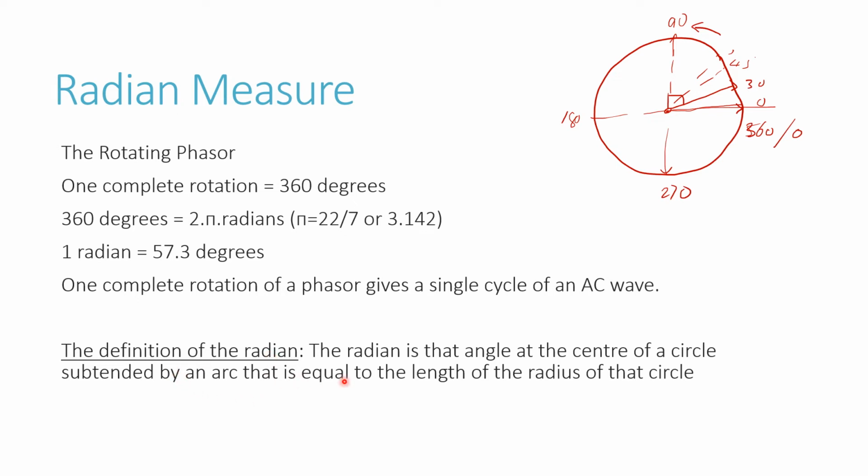The definition of the radian. The radian is that angle at the center of a circle subtended, right? A fancy word for supported or hanging from an arc that is equal to the length of the radius of that circle. Now this is a mouthful, but it's best to explain it. So I'll say it again. The radian is that angle at the center of a circle subtended by an arc that is equal to the length of the radius of that circle.